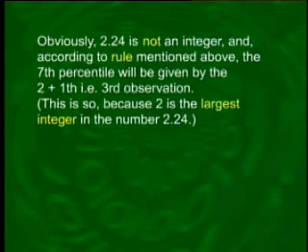And why is this the case? Because, students, the largest integer in the number 2.24 is 2. So, we consider this largest integer and we add 1 to this number, and that gives us 3, and we say that the 7th percentile is the value of the third observation. So, students, this is the way in which we compute the various percentiles, quartiles, and deciles for raw data.